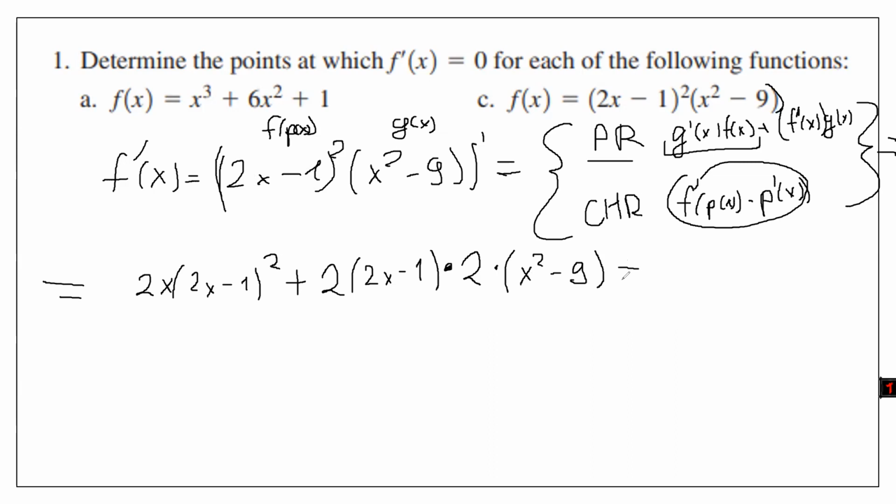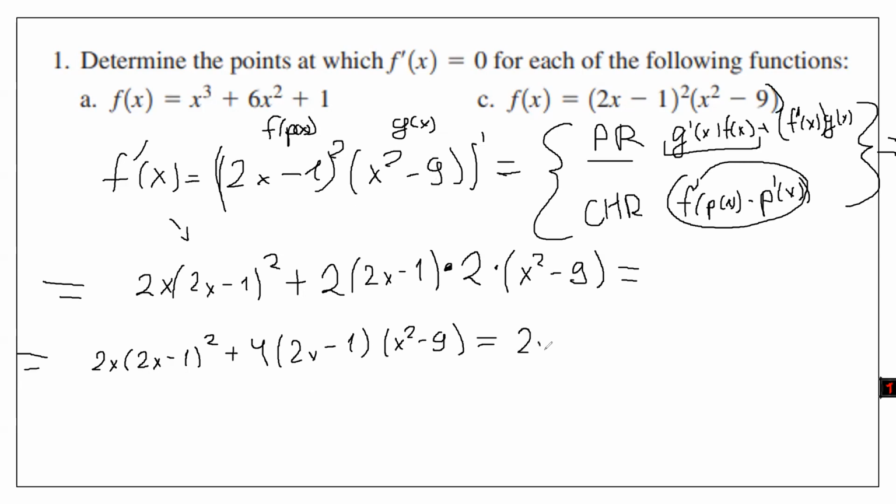The last step for us is to simplify it, open the brackets. This part for now I would like to keep as it is, because it looks massive to me. I don't want to touch it yet. Just simplify this side. So we're going to have 4 times (2x minus 1) times (x squared minus 9). Let's multiply the first bracket by 4 for the sake of simplicity. So it's going to turn into 8x minus 4, right?